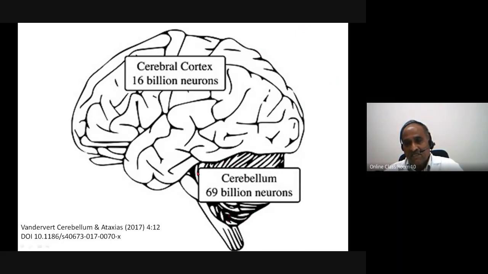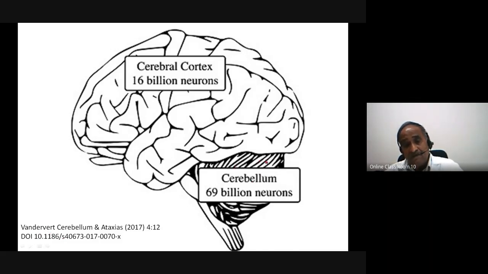The cerebellum is 1/10 of its mass. However, if you look at the number of neurons present here and the number of neurons present here, it is definitely much different. It is 4 times. It is 16 billion neurons here in the entire cerebral cortex, and 69 billion neurons in the cerebellum, about 4 times this. I'm quoting this from this reference.